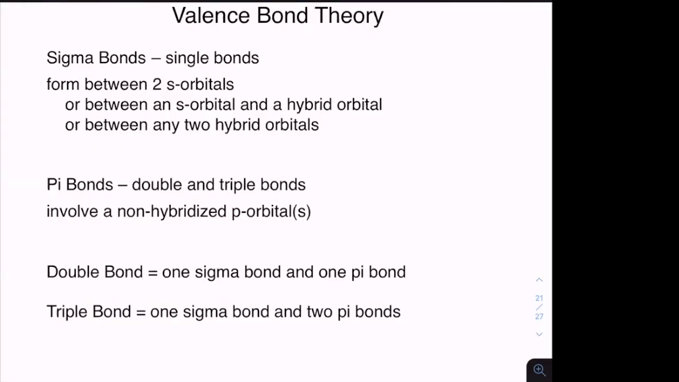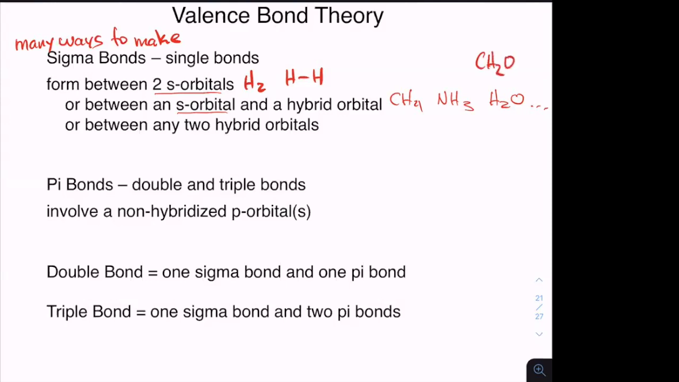There are lots of ways to make sigma bonds. They can form between two s orbitals like we did with H2. Or they can form between one s orbital and a hybrid orbital. We saw that with methane, we saw it with ammonia, we saw it with water, we saw it with lots of things. We saw it with formaldehyde as well, that's CH2O.